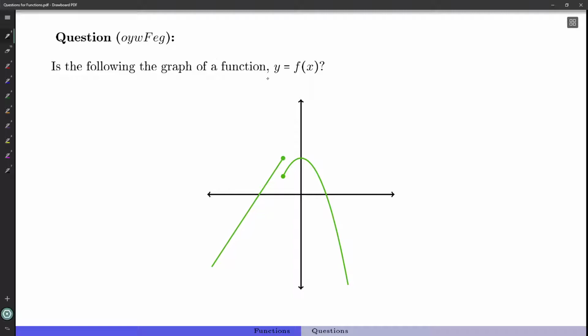Is the following the graph of a function? So I see we've got two pieces. If it is a function, it would have to be one of those piecewise functions. Okay? But let's look at it a bit more carefully.